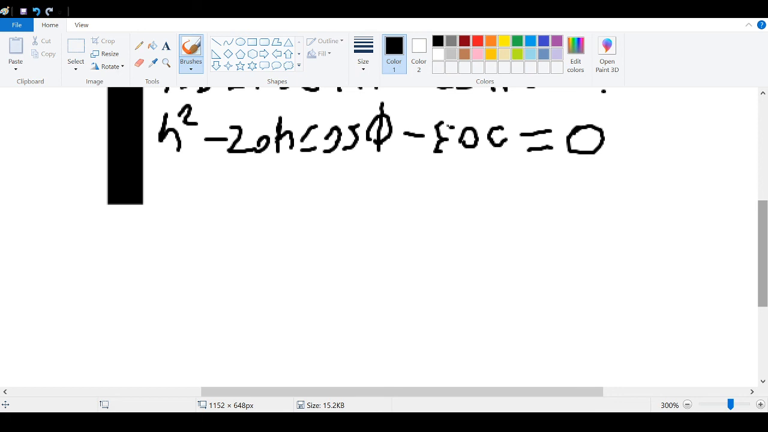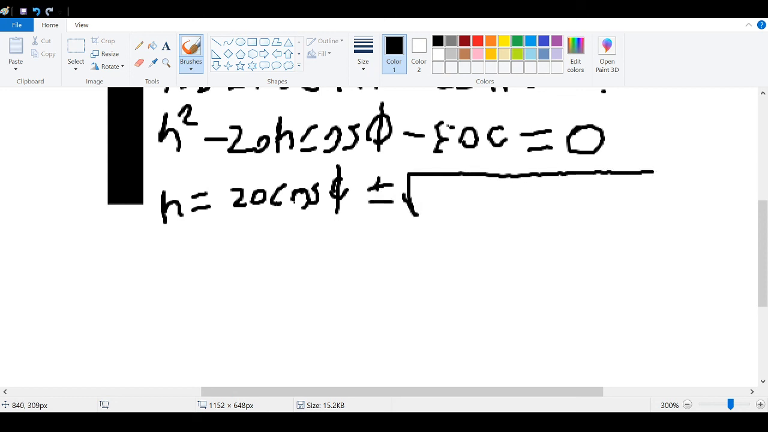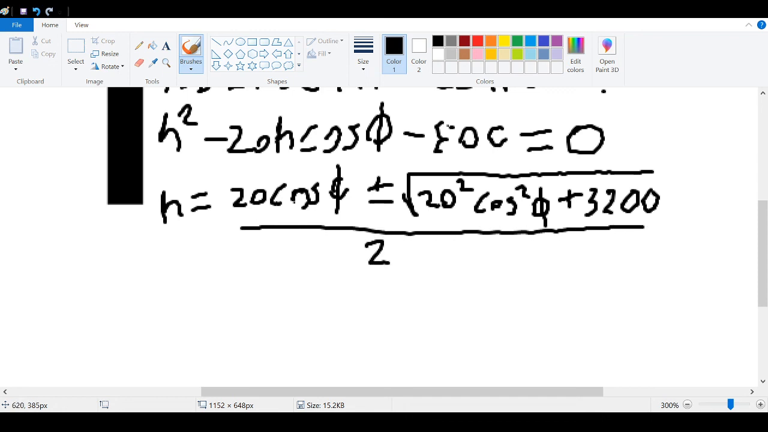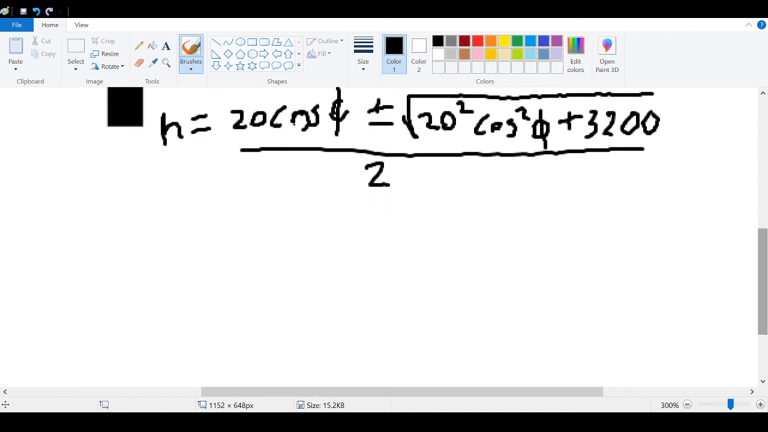So let's just apply the quadratic formula, and we get h is equal to 20 cosine of phi plus or minus the square root of 20 squared cosine squared of phi plus 3200, and this is all over 2, which we can do some simplifying.